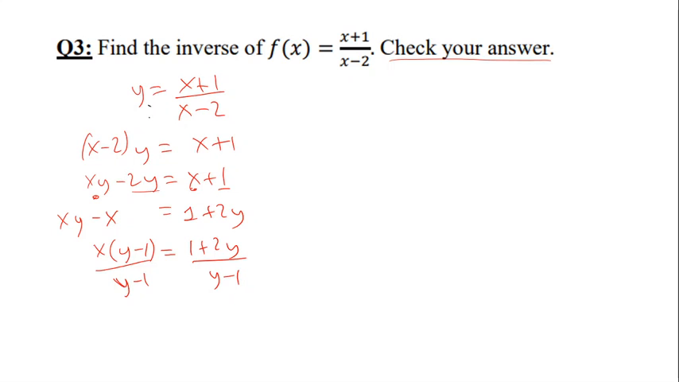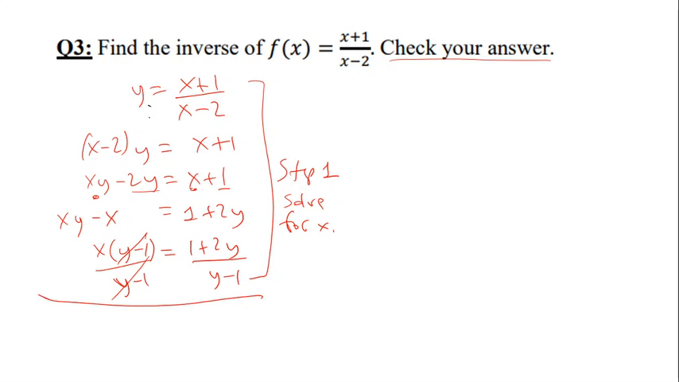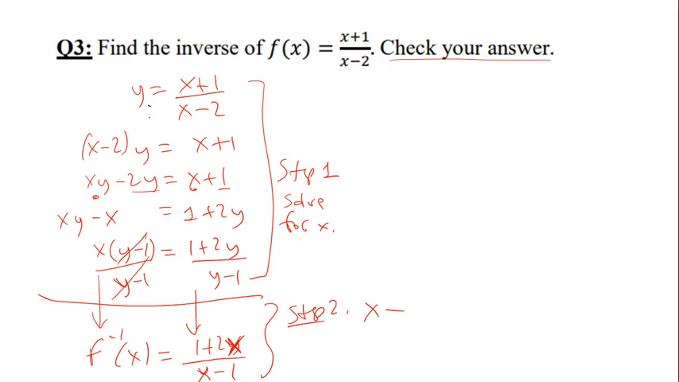And this makes the first step, and we have x equal to, this was the first step here, solve for x. Now we end up with this, and then we change x to f inverse of x, and y to x, and here it will be (x plus 2) over (x minus 1). So here, step 2, you change x with f inverse of x, and then change y with x. Anyway, we finished, and this is the inverse function.